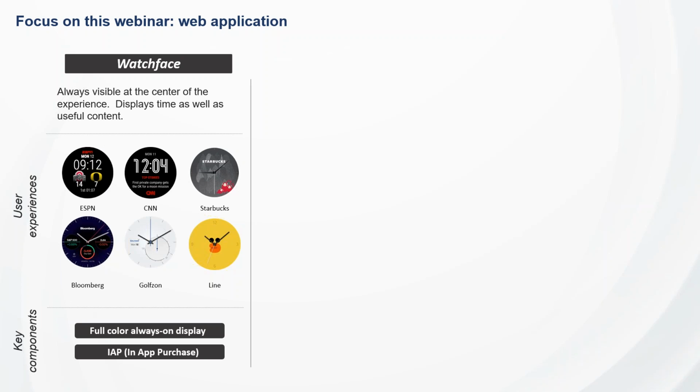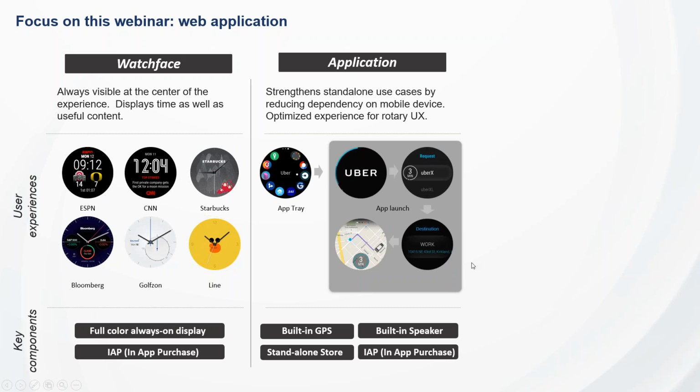It is possible to create the dynamic watch face, like I have here in a few examples, like ESPN and CNN, which shows some dynamic, relevant sports and news information on a watch face. So that's kind of an application, but it's a watch face. You can then use the always-on display for the watch face and an in-app purchase as a feature.